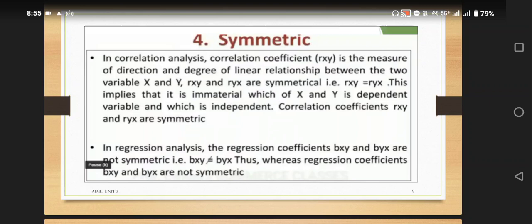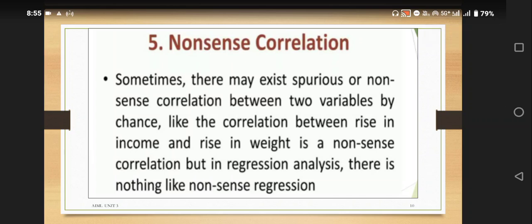But in regression analysis, the regression coefficients Bxy and Byx are not symmetric. That is, Bxy is not equal to Byx. Thus, regression coefficients Bxy and Byx are not symmetric. Then the next category is nonsense correlation. There may exist spurious or nonsense correlation between two variables by chance, like a correlation between rise in income and rise in weight is a nonsense correlation. But in regression analysis, there is nothing like nonsense regression.